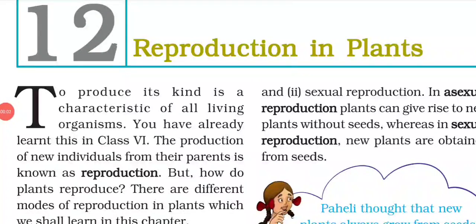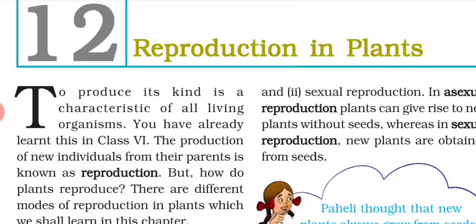Hello everyone, in this video we will learn about reproduction in plants. To produce its kind is a characteristic of all living organisms. That means each and every living organism is able to reproduce an organism like its own. We already learned in class 7 that the production of a new individual from its parent is known as reproduction. So whenever a new individual is produced from its parent we call it reproduction.